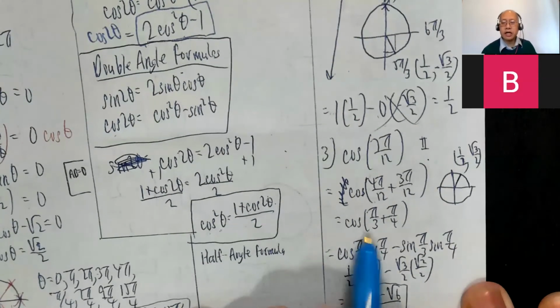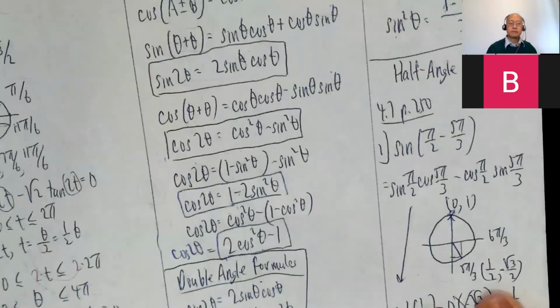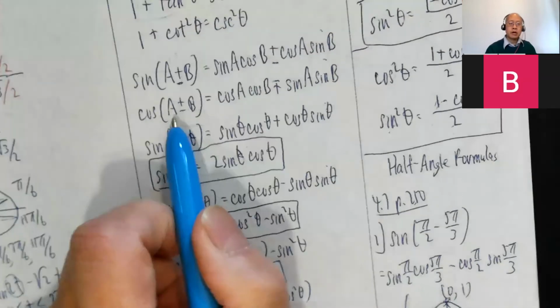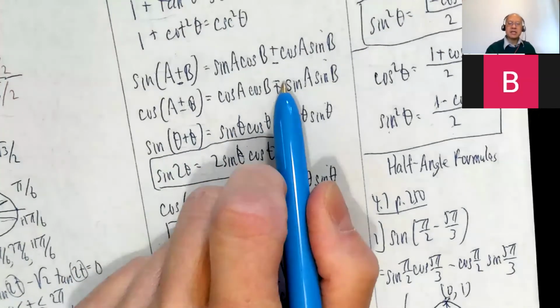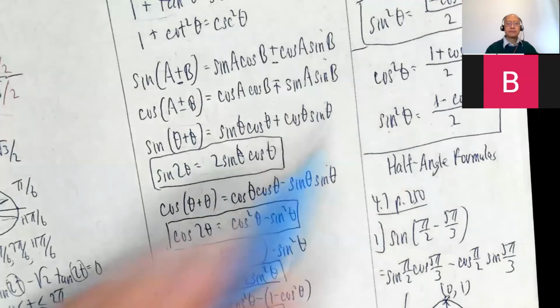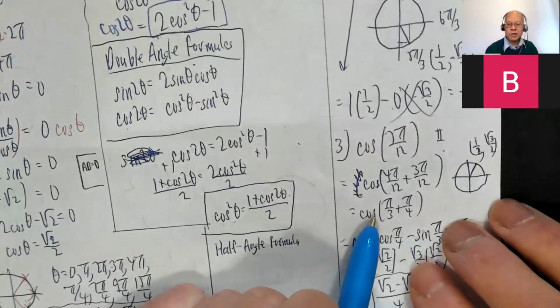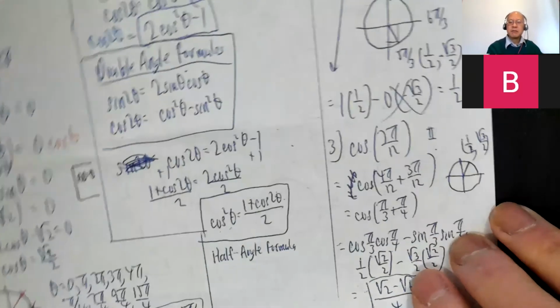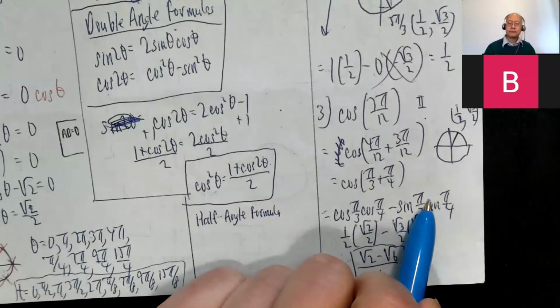Which means I have the cosine of a sum. So cosine of something plus something. Here we are. Cosine of A plus B, cos A, cos B minus sine A, sine B. So it goes cosine of the first, cosine of the second, minus sine of the first, sine of the second.